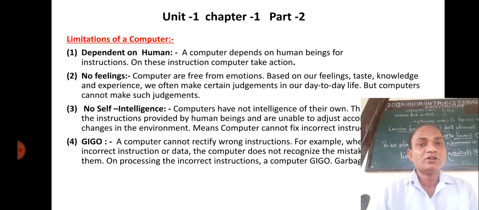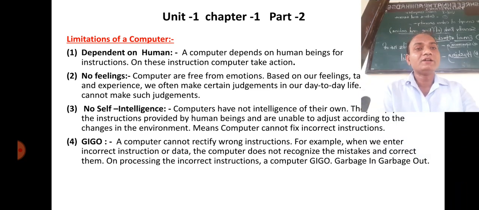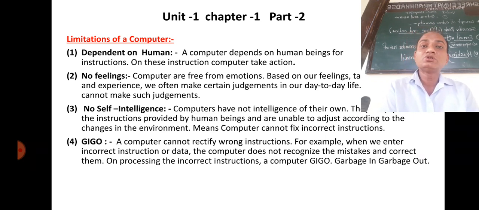Now the third limitation, no self-intelligence. No self-intelligence means computers have no intelligence of their own. They follow the instructions provided by human beings and are unable to adjust according to changes in the environment. Means whatever instructions are given to the computer by the user, the computer cannot change itself by the environment.